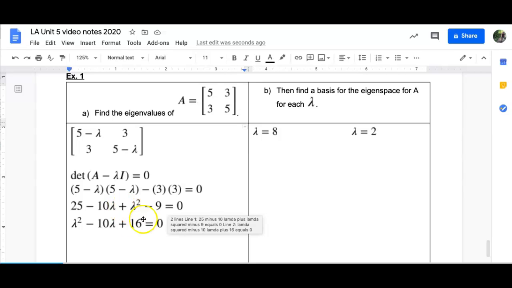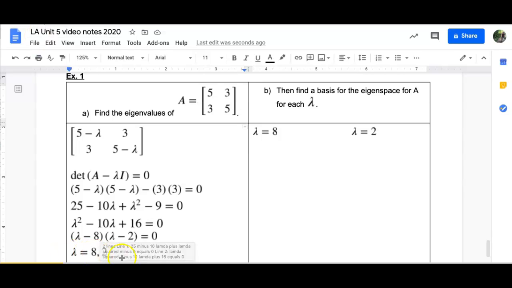I simply get a quadratic. Organize everything in descending order, and now I can go ahead and factor. Factor, and I get the two values for my eigenvalues. There are my eigenvalues right there, 8 and 2. I had them over here, so that was my target.